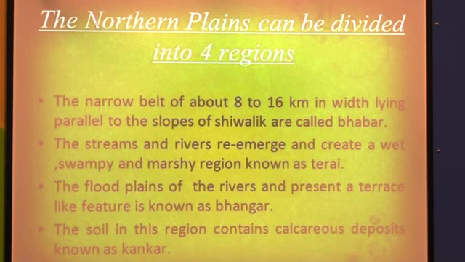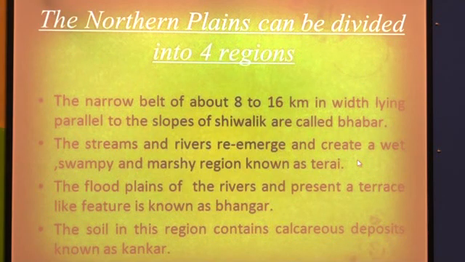The narrow belt of 8 to 16 kilometers in width lying parallel to the slope of the Shivalik is called Bhabar. So on the basis of south to north direction, after the Shivalik ranges one narrow belt is there, called the Bhabar belt, 8 to 16 kilometers wide, and some pebbles and stones are there. Next, the second belt is called Terai. The streams and rivers re-emerge here and create a wet and swampy, marshy region, called Terai.